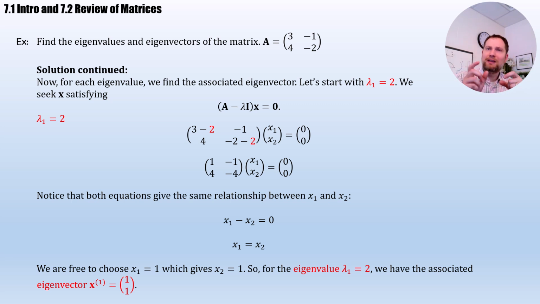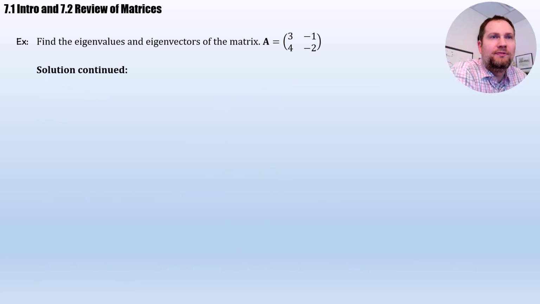So notice that these always have to come in pairs. As you report your answer, you want to give the eigenvalue and the eigenvector pair. So 2 and (1, 1) are one of the pairs for this matrix. Now let's find the others.